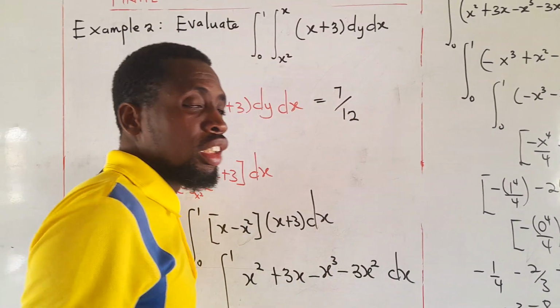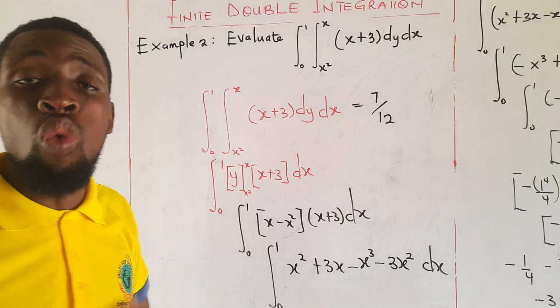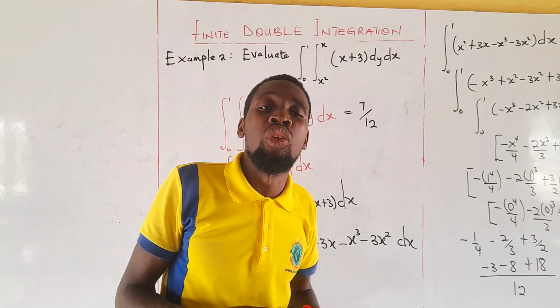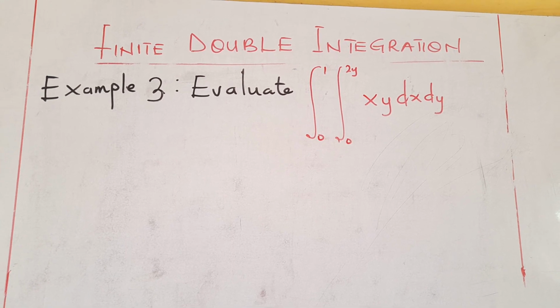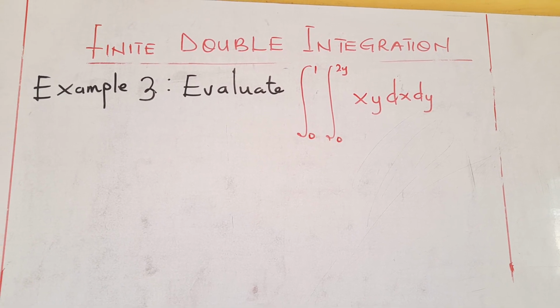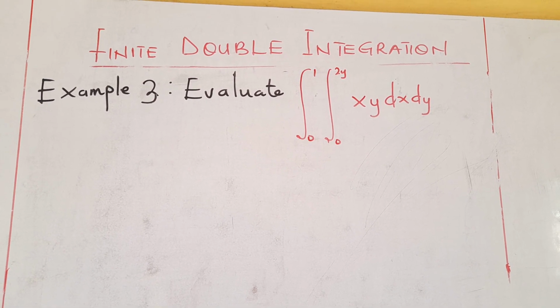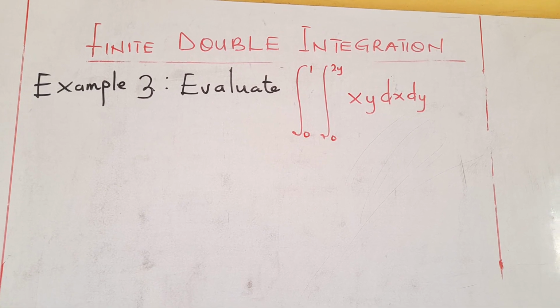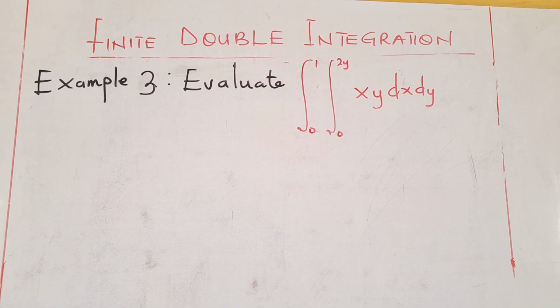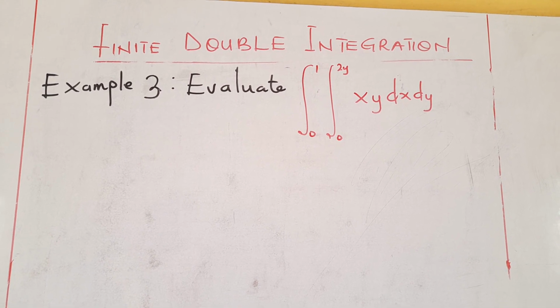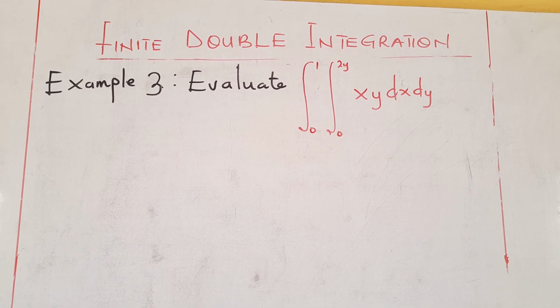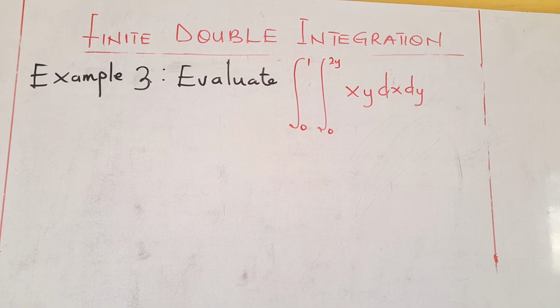I hope you get that. This is very simple. We'll solve one last example on this so that you'll be abreast. So please, let's solve our last question. They say we should evaluate the integral from 0 to 1 and the integral from 0 to 2y of xy dx dy. It's a very interesting one. Please pause the video and try solving. After that, you compare your answers with mine. So now compare your answers.